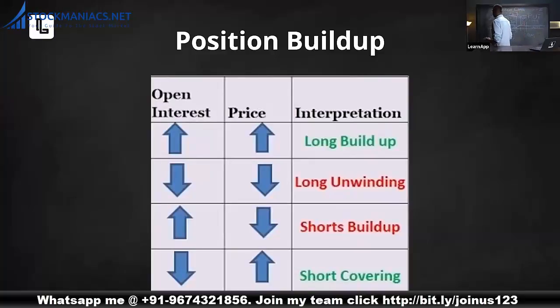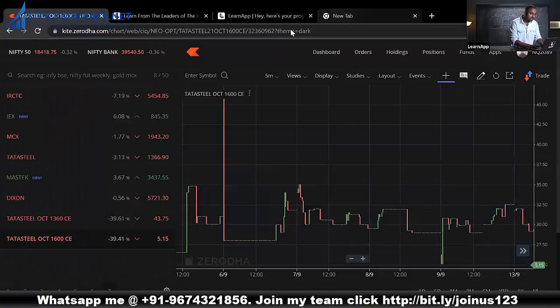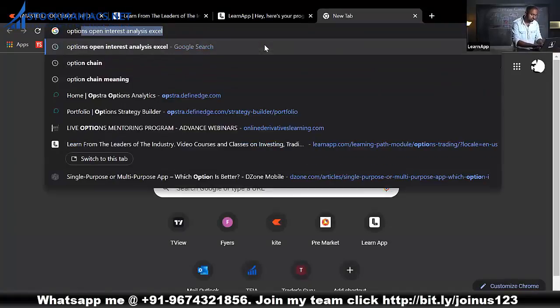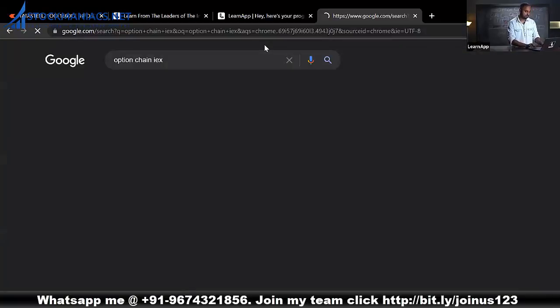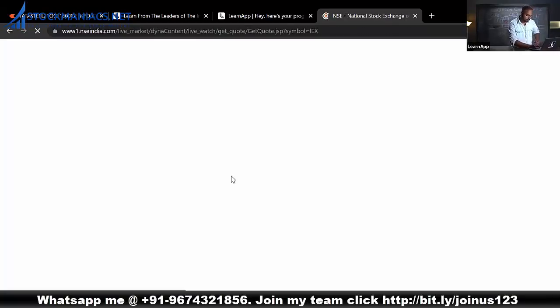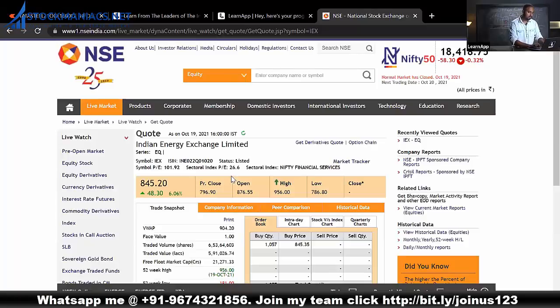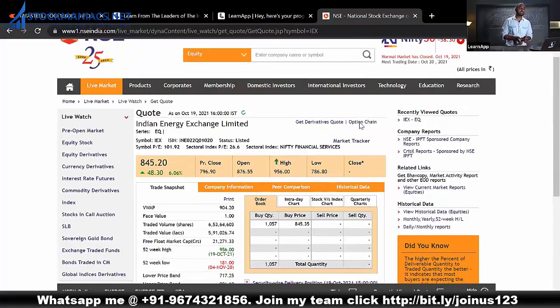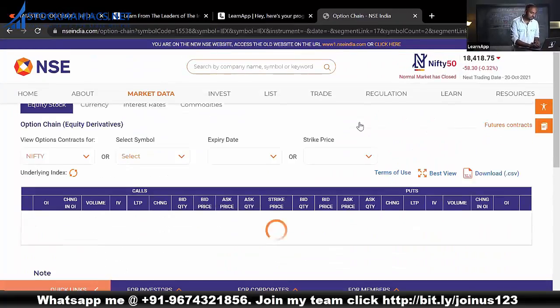So what happened is, for example, I will open the... Basically, I saw IEX. I will open the open interest. So this is the IEX option chain where we can see.